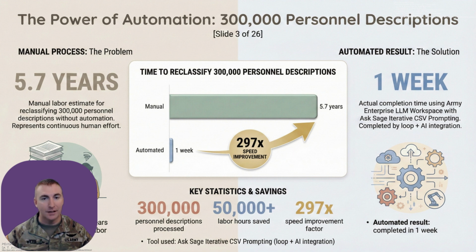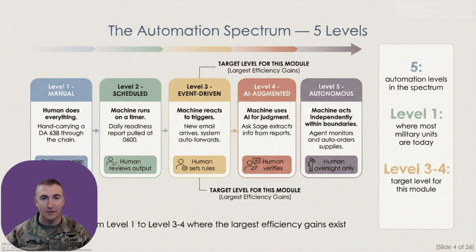But not every process needs the same level of automation. Where does your unit sit on this spectrum? Level 1 is hand carrying an award packet through the chain. Level 5 is an agent that monitors logistics and generates supply requests on its own. Most military units live at Level 1. The goal of this module is to move you to Levels 3 and 4, where the biggest efficiency gains exist with manageable risk. And that leads directly to the building blocks themselves.